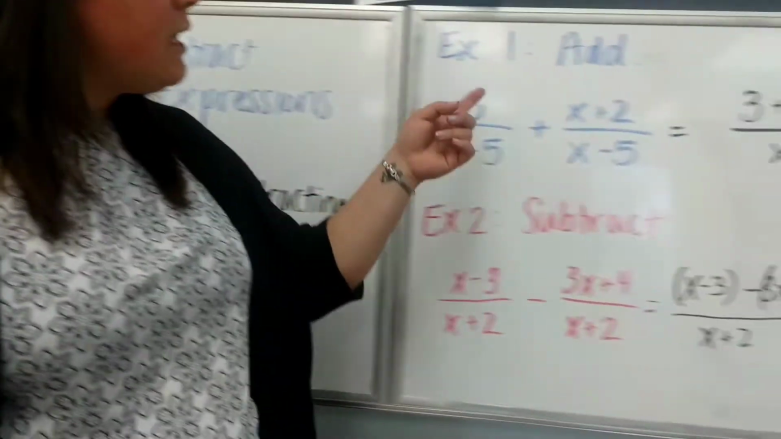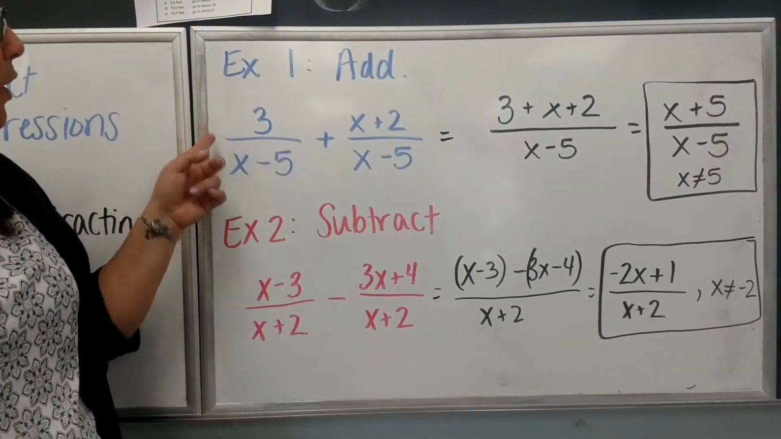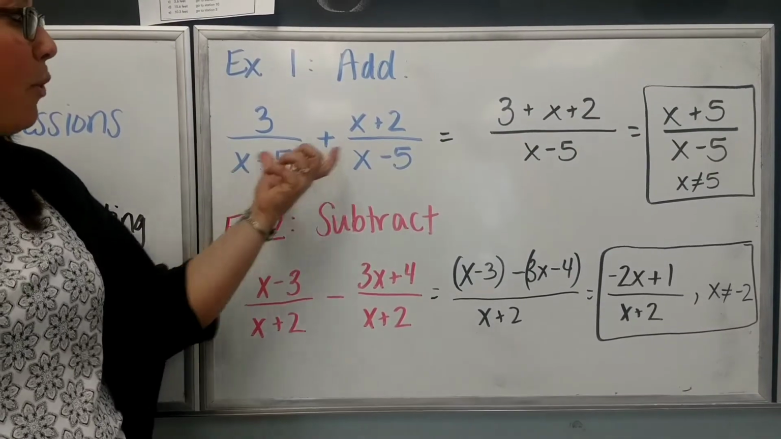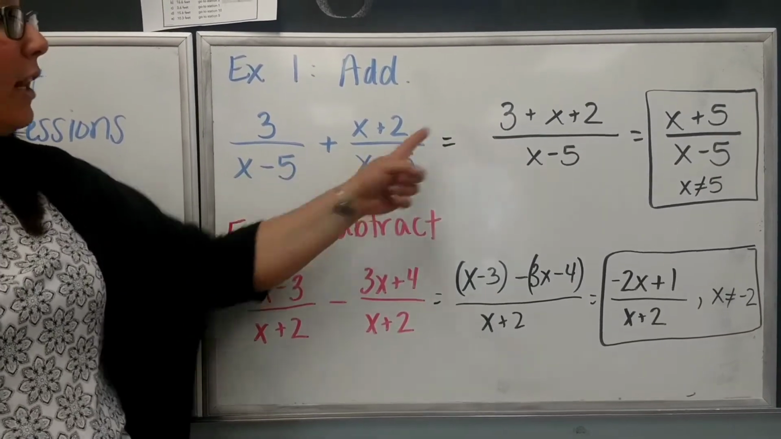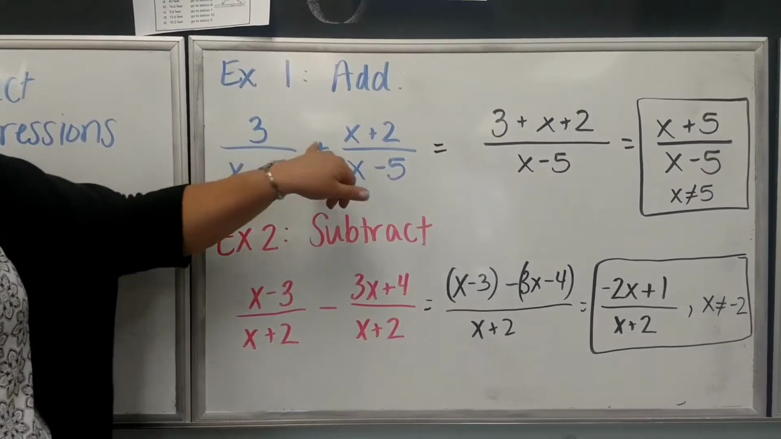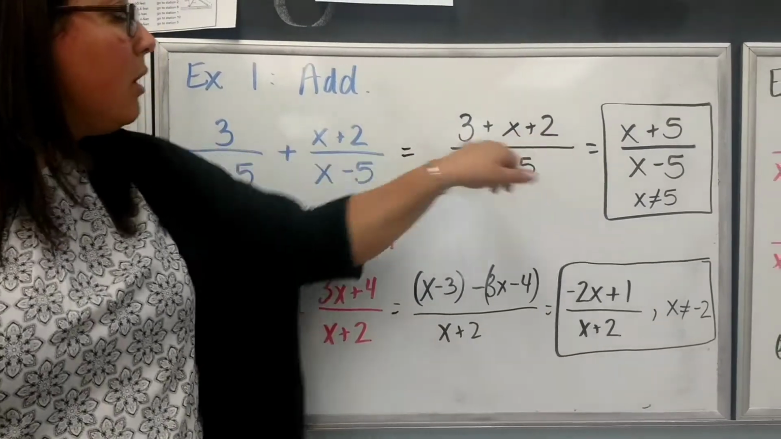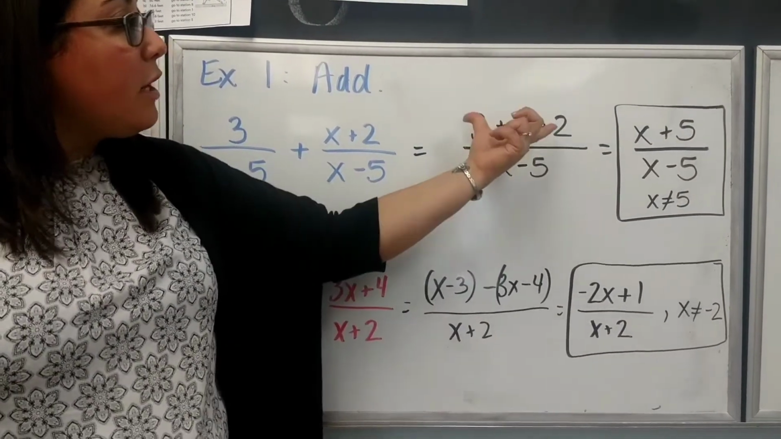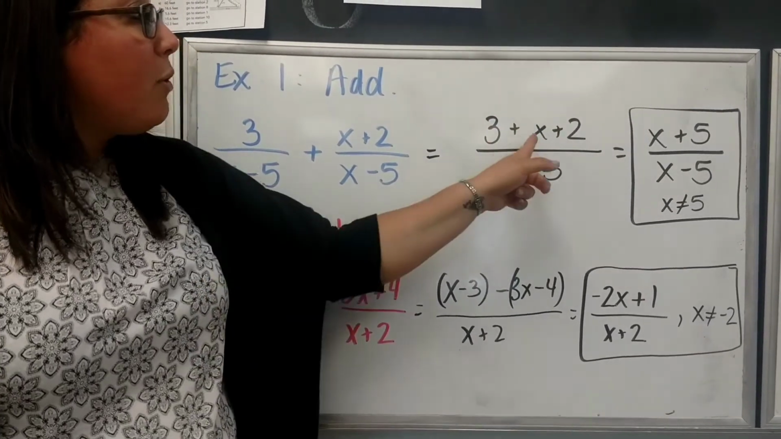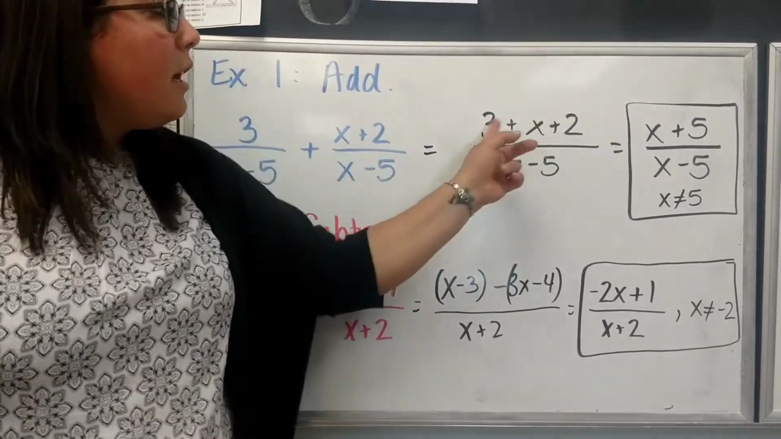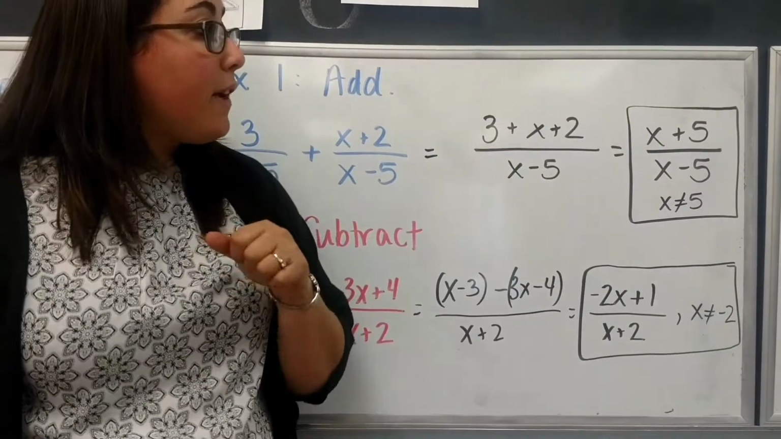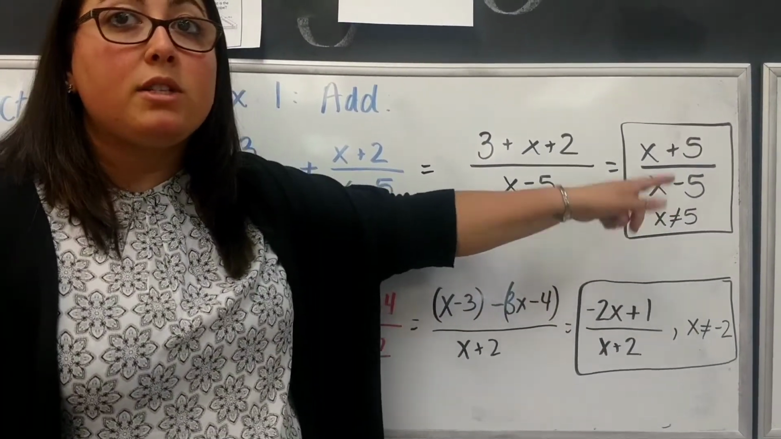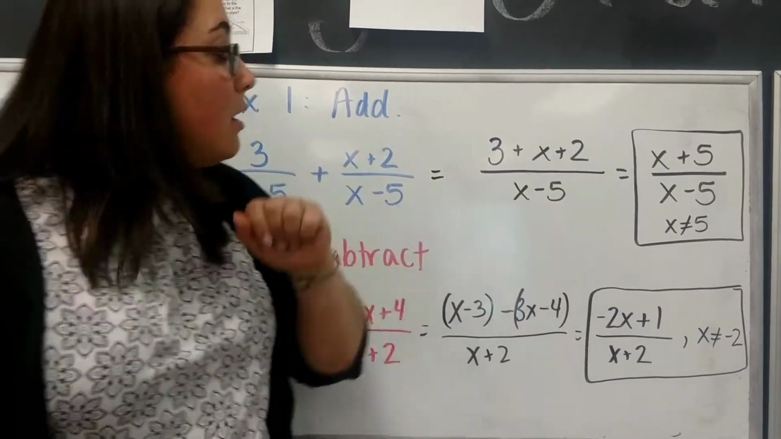So our first example is to add. We have 3 over x minus 5 plus x plus 2 over x minus 5. Since they both have the same denominator, we can combine my numerators to be 3 plus x plus 2 all over that common denominator of x minus 5. And then you simplify what you can up top. So you combine like terms, I just have an x, and 3 plus 2 is 5, so I have x plus 5 over x minus 5. Don't forget that we should also state our restrictions, what values in the denominator you can't use.